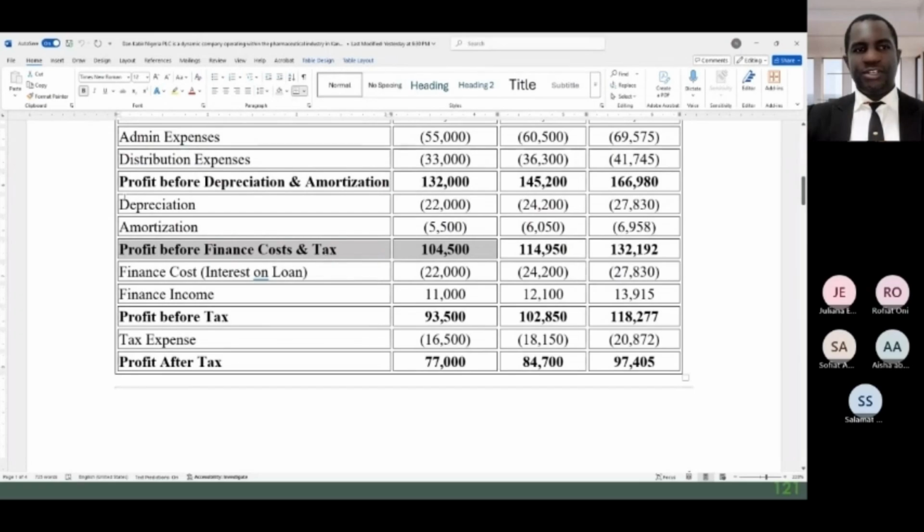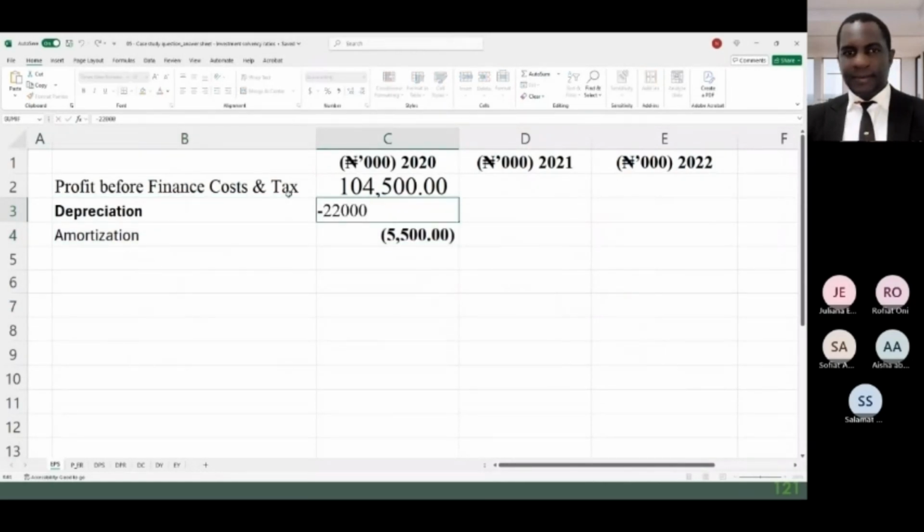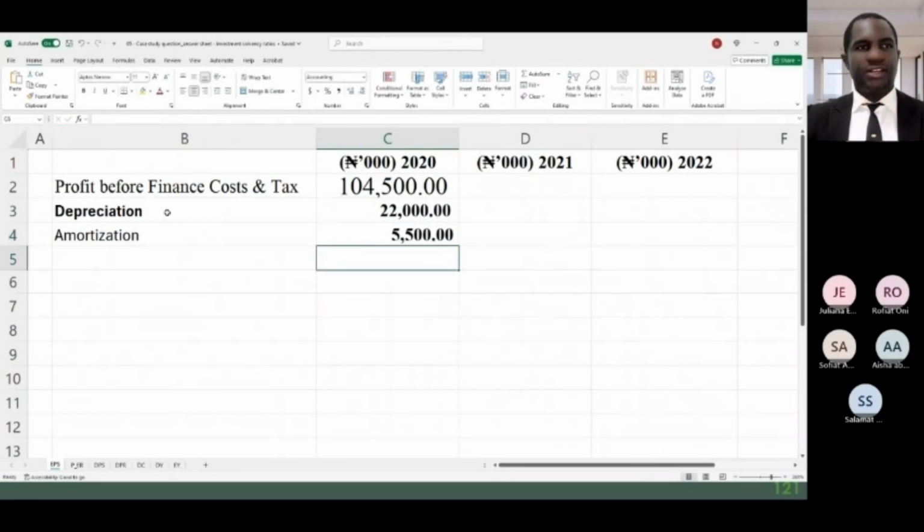Now, going back to the question, don't forget the profit before finance cost and tax, or profit before interest and tax, is before depreciation and amortization. So we are going to add back depreciation and amortization. Let's pick our depreciation and amortization figure and add it back to our profit before interest and tax. Take note of that under exam condition. We are adding back depreciation and amortization because we've not come to the deduction of those items in the financial statement, especially for the calculation of the return on capital employed.